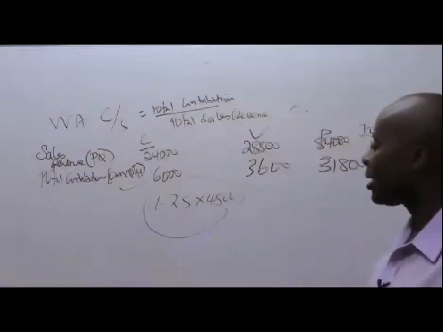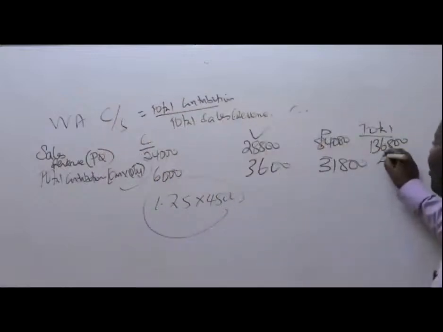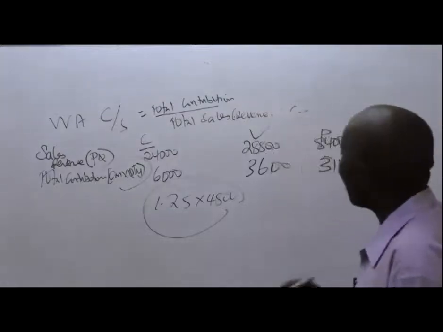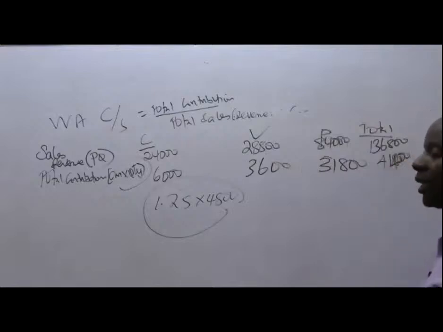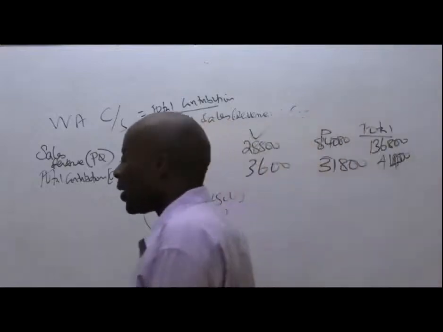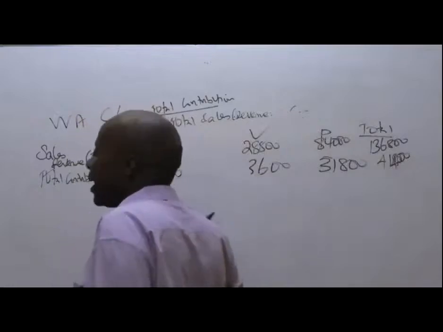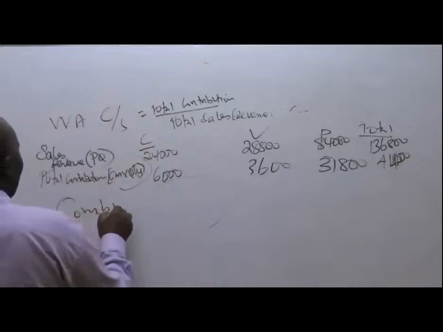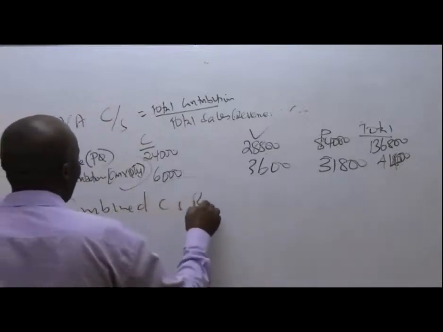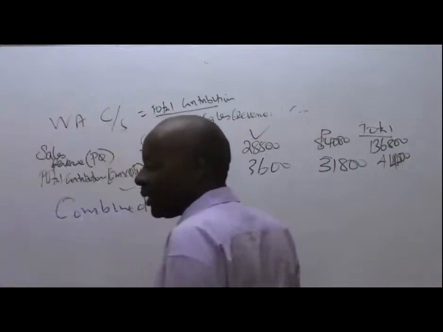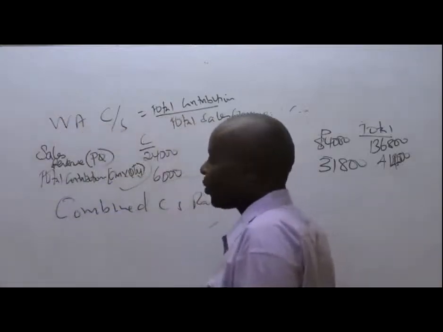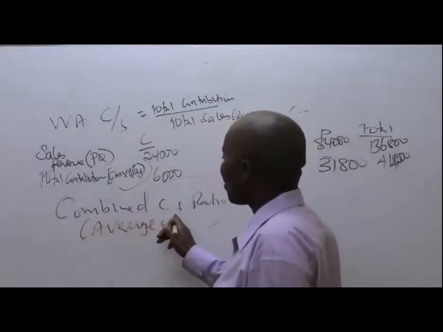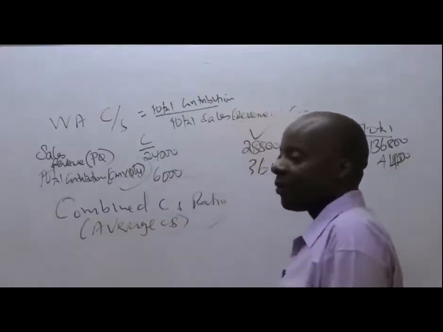And I've seen somebody giving me the total contributions to be 41,400. Thank you very much. Now that I've gotten this, I can comfortably get the combined CS ratio, or basically the average CS ratio.